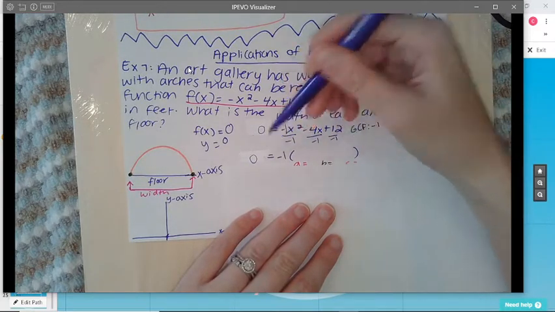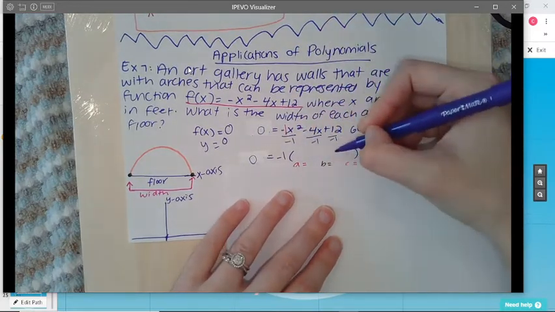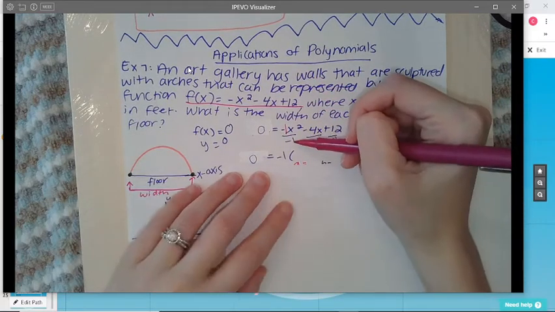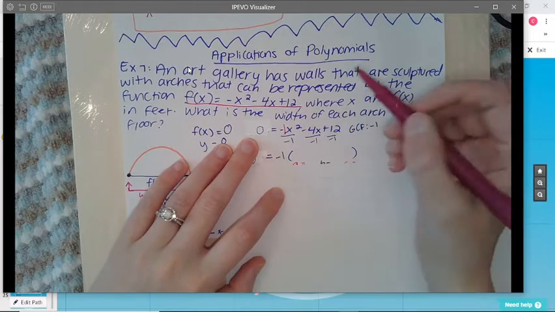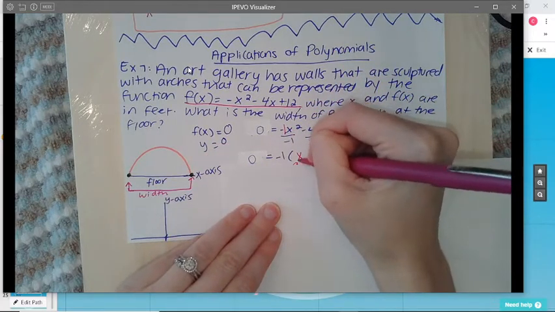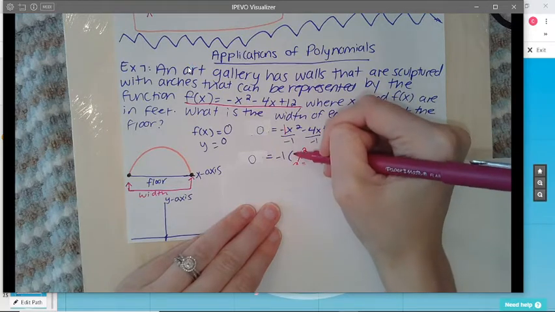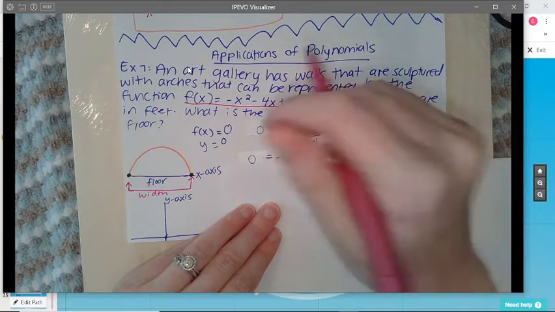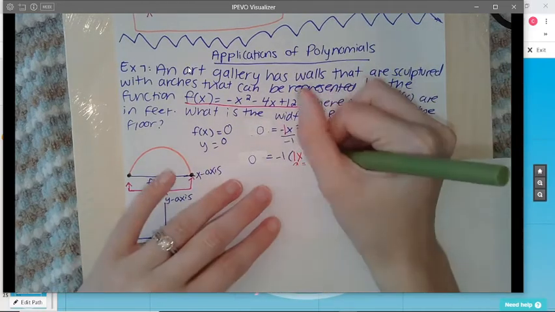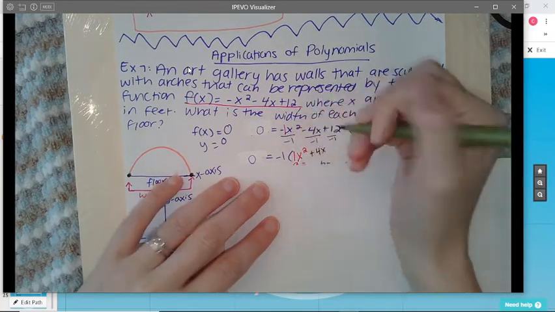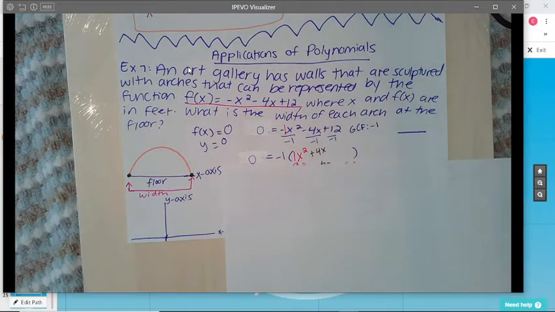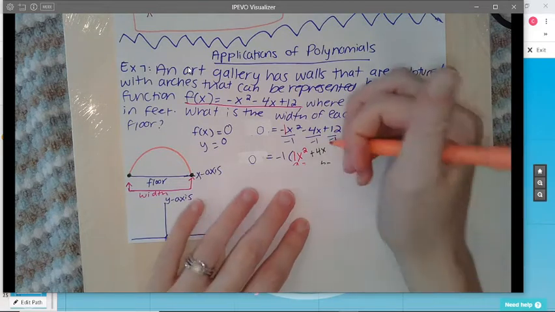Our equation still equals 0. I'm going to write what's left over in my parenthesis. Negative 1 divided by negative 1 is a positive 1. And I don't have anything to combine to that x squared, so I'm just going to bring it on down. You could put a positive 1 in front. It's kind of up to you. Then next, negative 4 divided by negative 1 is positive 4, so plus 4x. And then 12 divided by negative 1 is negative 12.